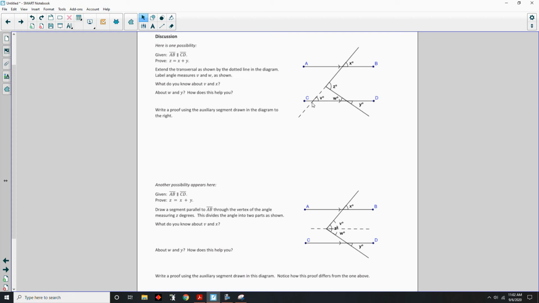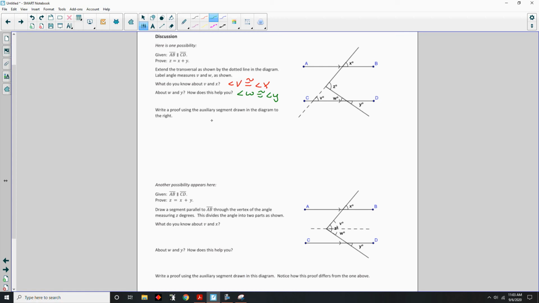What do you know about V and X? Okay, well, for starters, let's answer that question. Angle V and angle X are corresponding angles on the same side of a transversal, both above parallel lines. They're called corresponding angles, and they are congruent. So I would say angle V is congruent to angle X. How about W and Y? So here's W and here's Y. Well, I'd say angle W is congruent to angle Y because they are vertical angles, and vertical angles are congruent.